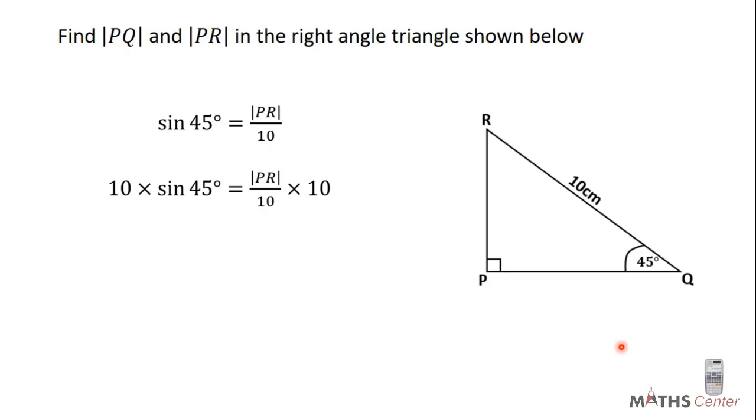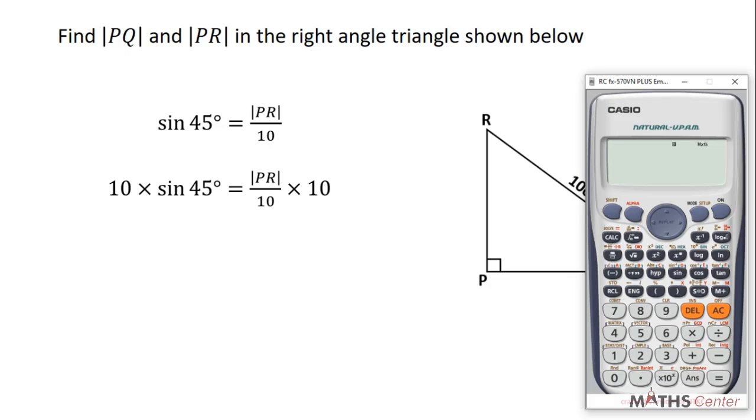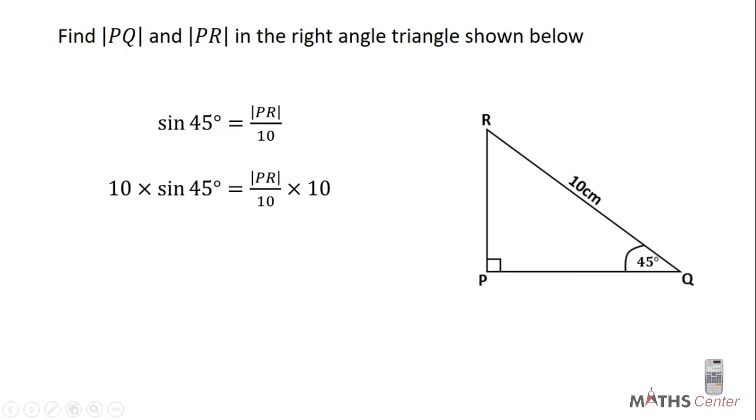What is sine 45? You can find that on your calculator. So sine 45, you click on sine. Remember, you are not finding sine inverse. This is sine, so you just click on sine, then you find sine 45, you close the bracket. Sine 45 is square root of 2 divided by 2. It means that you are going to have 10 times sine 45, which is square root of 2 divided by 2, is equal to PR.